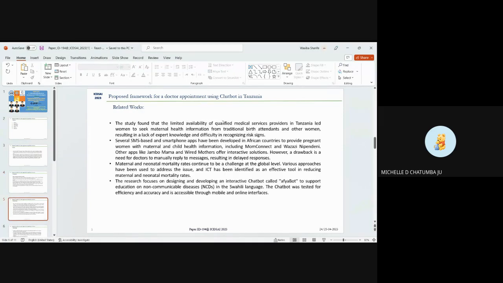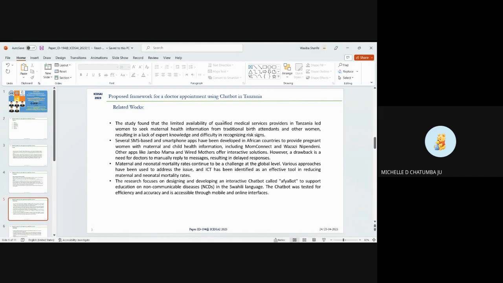The related works are as follows. The study found that the limited availability of qualified medical service providers in Tanzania leads women to seek maternal health information from traditional birth attendants and other women, resulting in a lack of expert knowledge and difficulty in recognizing risk signs. The focus of maternal health information in Tanzania has mainly been on rural women.